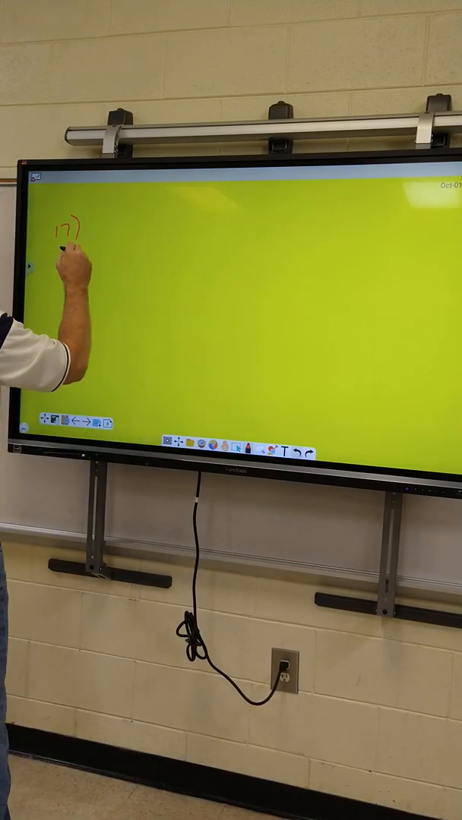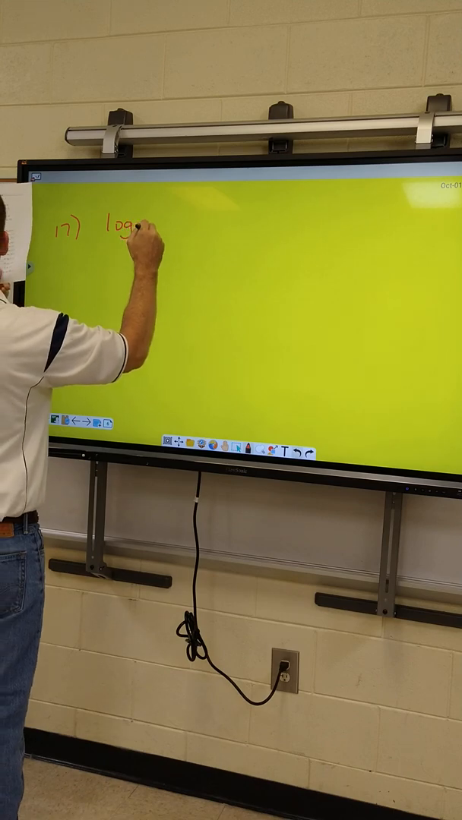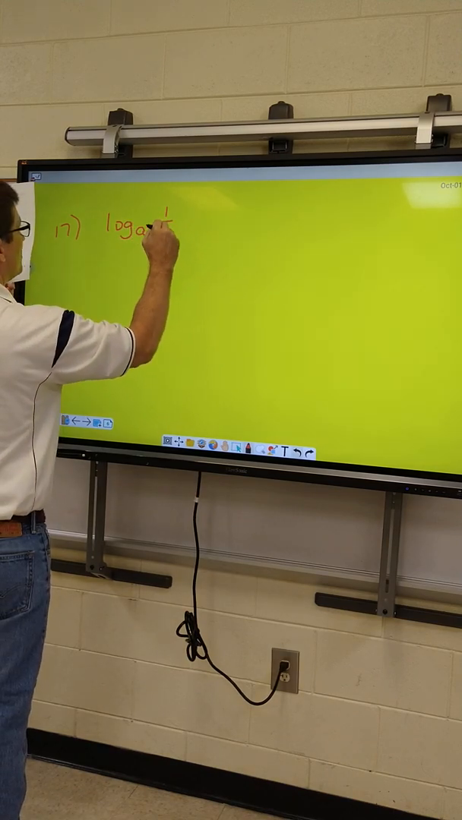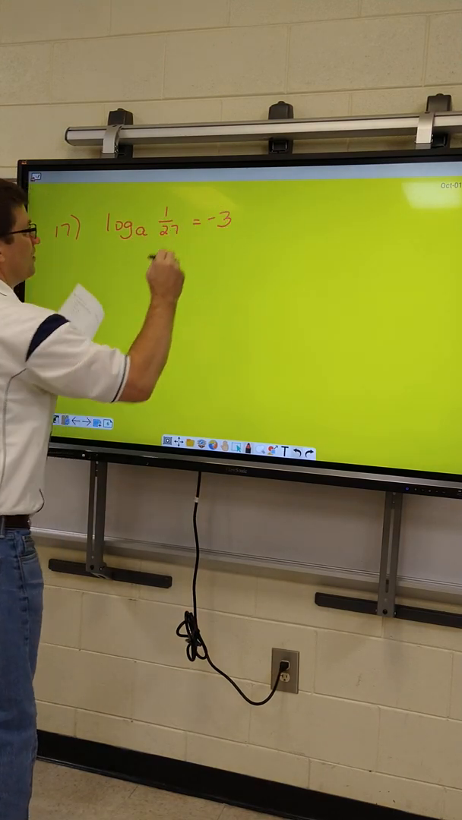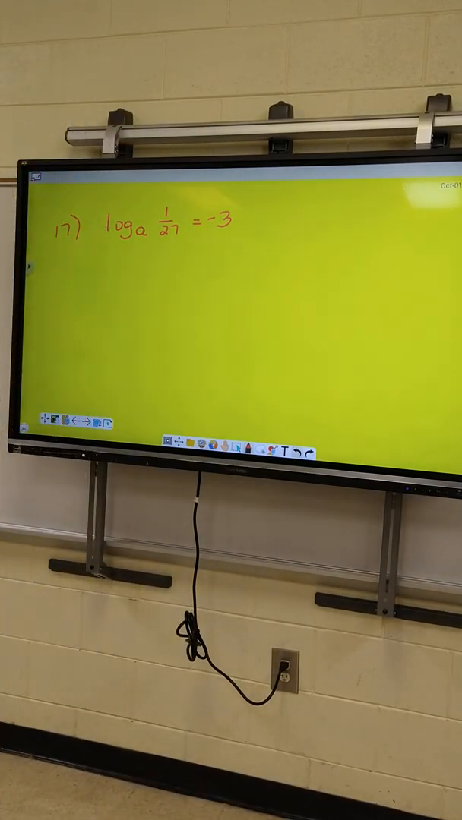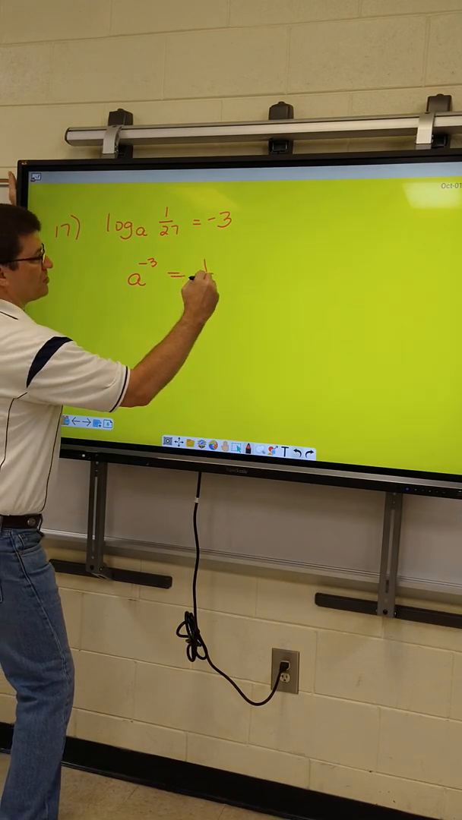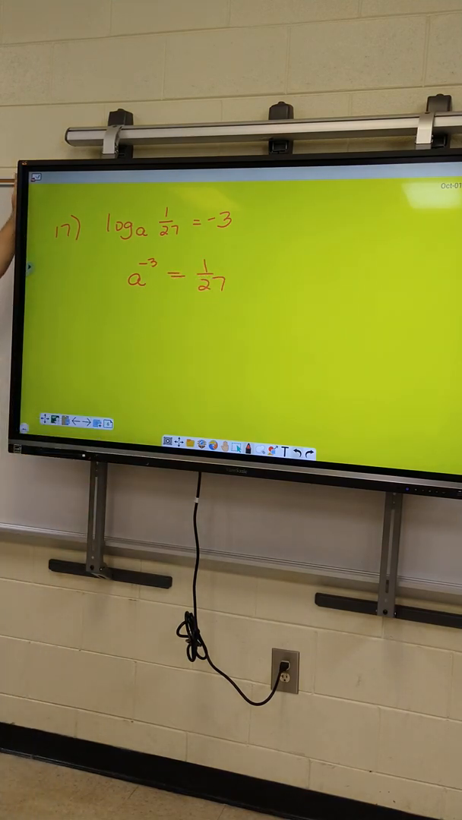There's like 3 different types of these problems. Log base a of 1 over 27 equals -3. All right, so we got to set it up. I think you guys know how to set it up. A to the -3rd equals 1 over 27. You know, I said this one was going to be harder, but it's really not. You do it the same way.